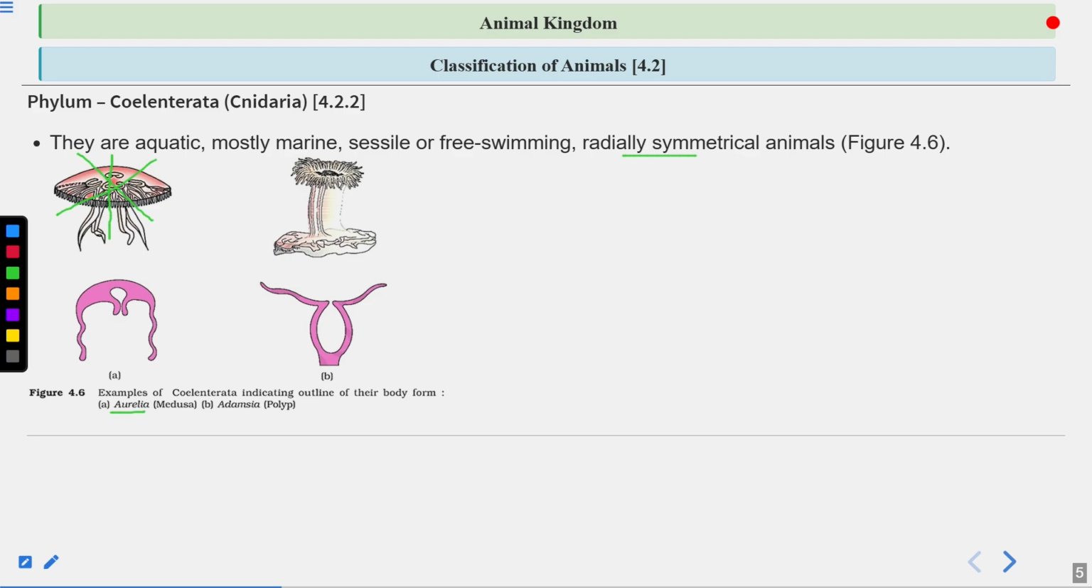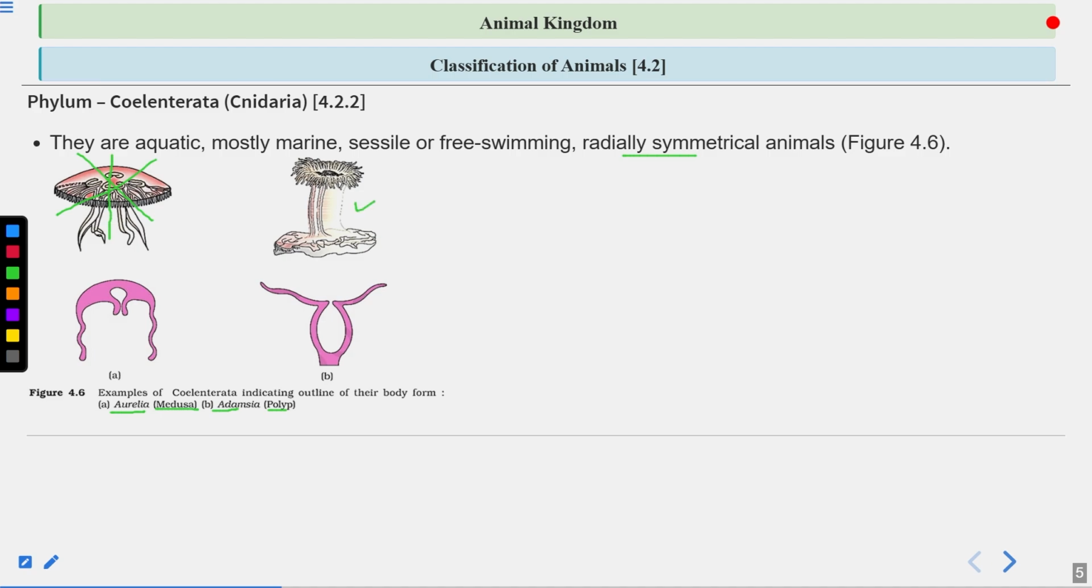the Aurelia, they are having the Medusa stage, and Adamsia, they are having the polyp stage. So this point is very important to understand: what is polyp and what is Medusa. Actually, cnidarians exist in two forms. One is polyp and another is Medusa.